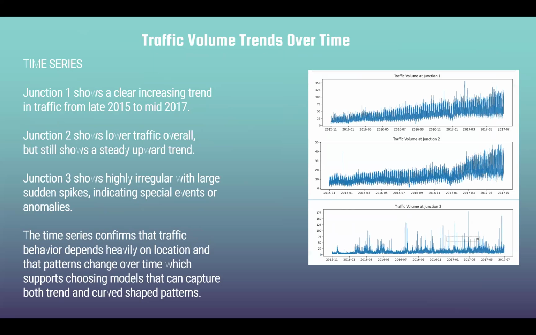Next slide. Then the next one is the traffic volume trends over time. I created the time series, and we can see that junction 1 shows a clear increasing trend in traffic from 2015 to 2017, and junction 2 shows lower traffic volume, but still shows a steady upward trend. And junction 3 shows higher, irregular traffic with large sudden spikes, indicating special events or anomalies. This confirms that traffic depends heavily on location over time.